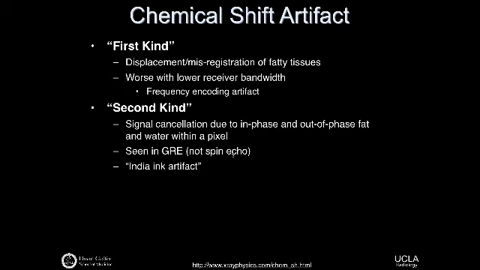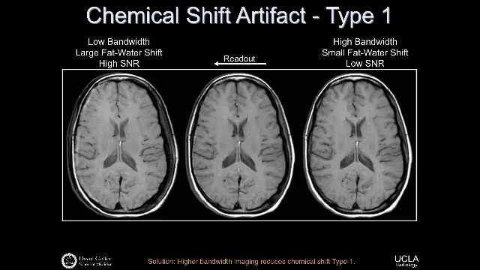In a spin echo sequence, there's that refocusing pulse that undoes this effect. Another name for the same artifact is the India ink artifact because of the strong banding that appears in the images. I'll show you that in just a second.